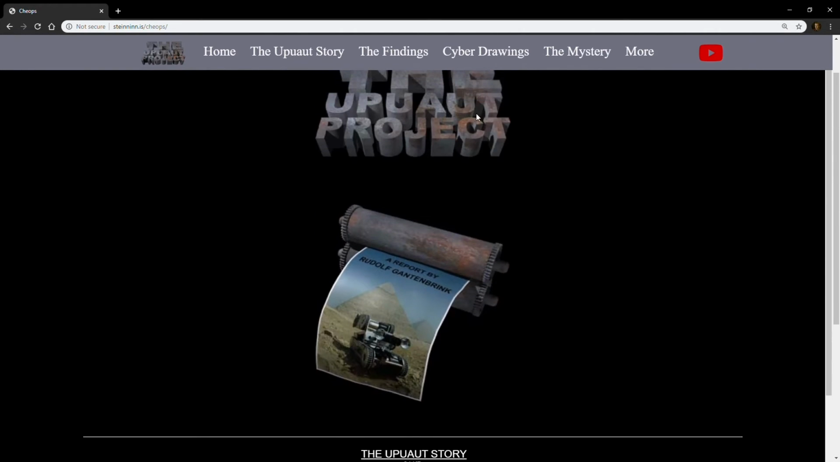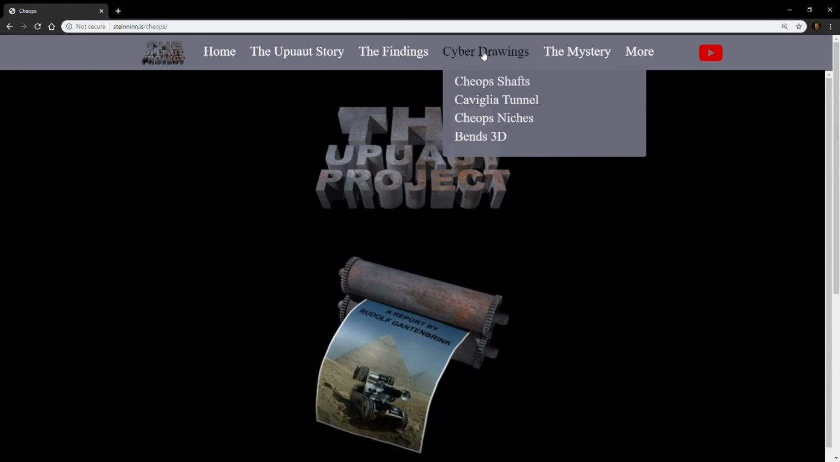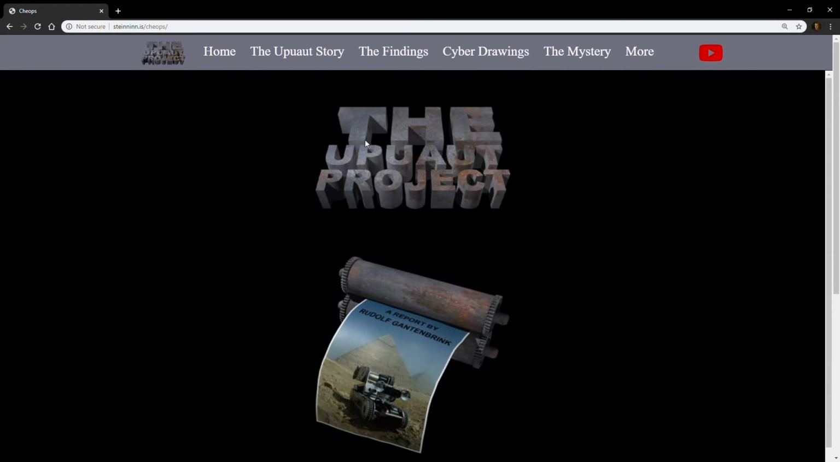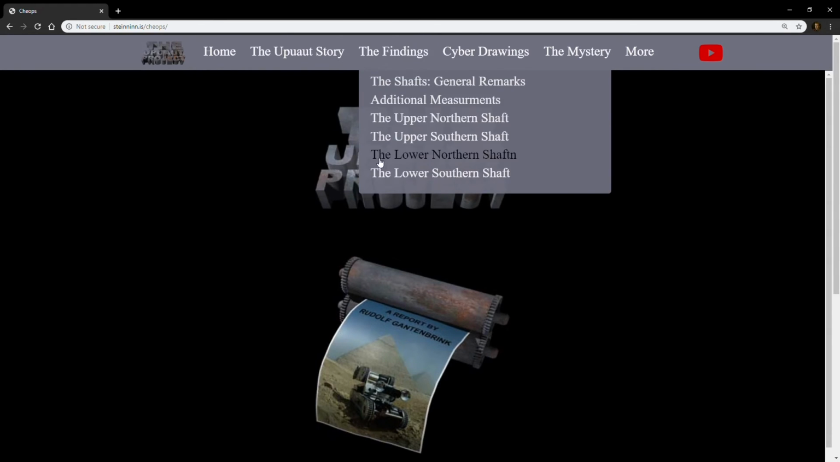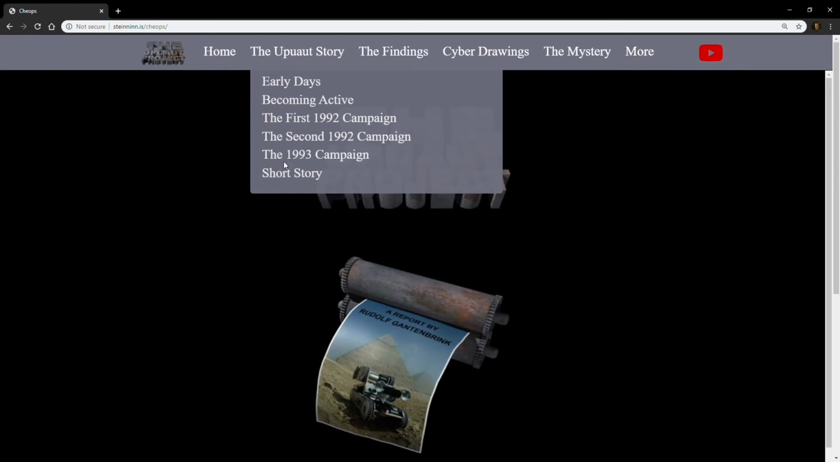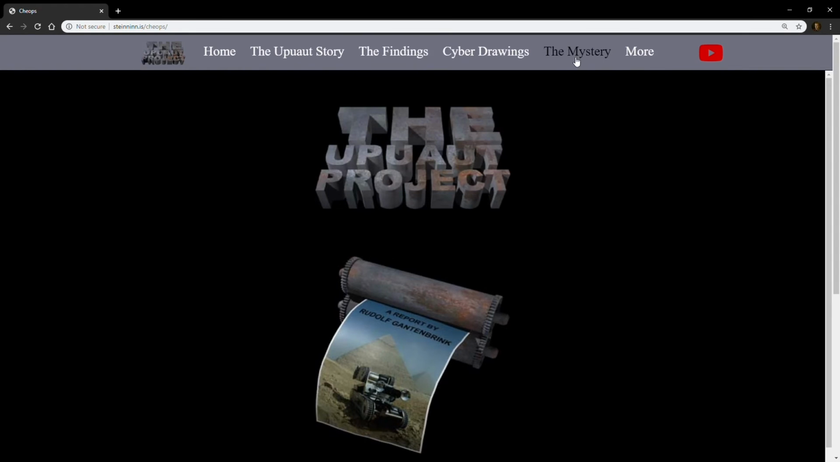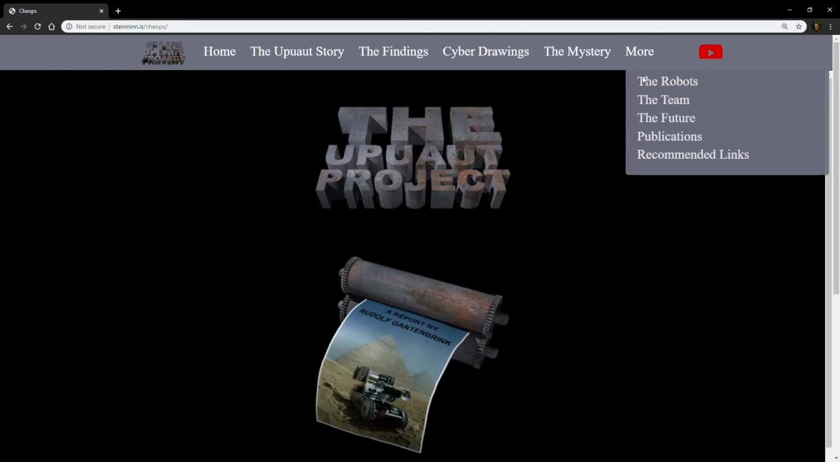So what I'm going to focus on are these drawings here, but you should really look around the other sections. It gives a really detailed backstory, both the story, the findings, what's the mystery to be solved, the main mystery that he thinks needs to be solved, a little bit of information about the robot, the team, what the plan is for the future, which never happened. There was no future project for Gantenbrink, but there were other robots that went up.